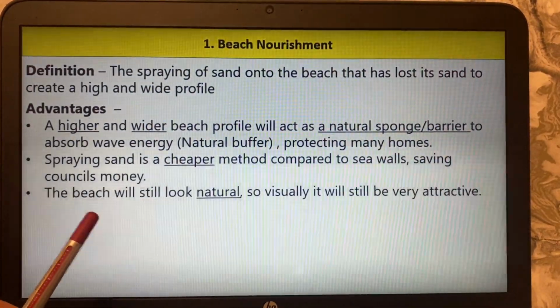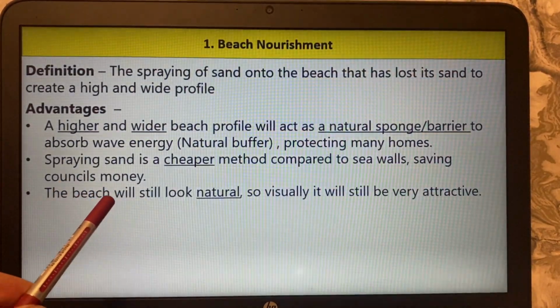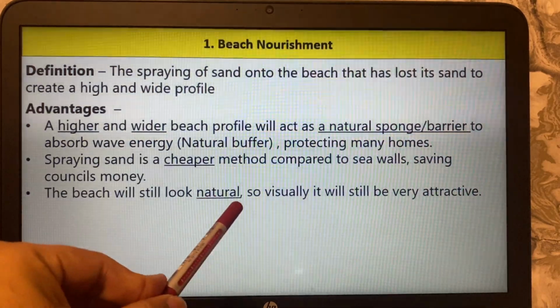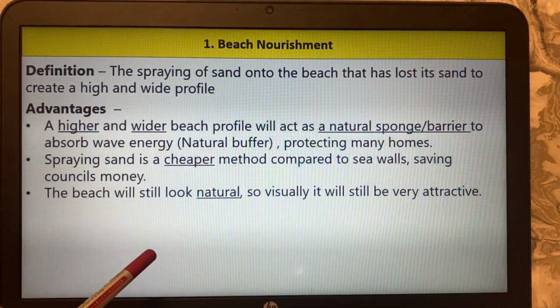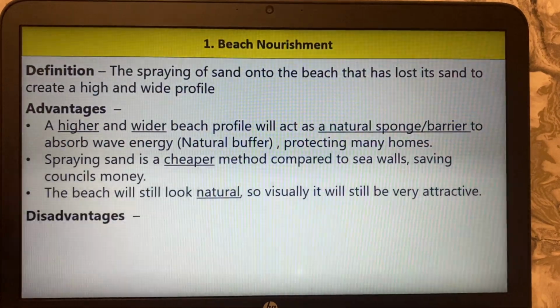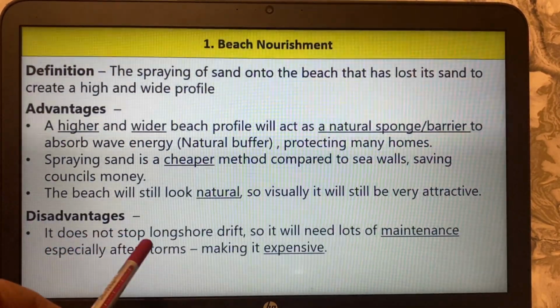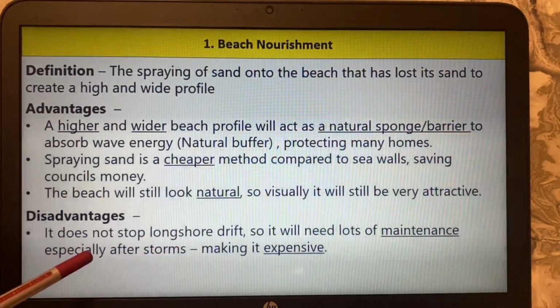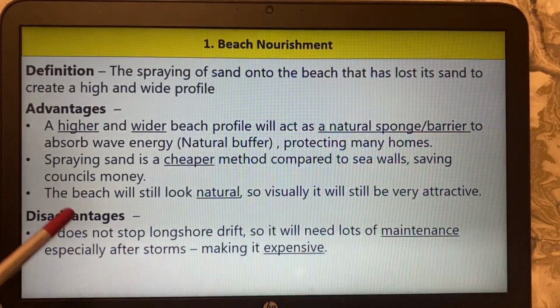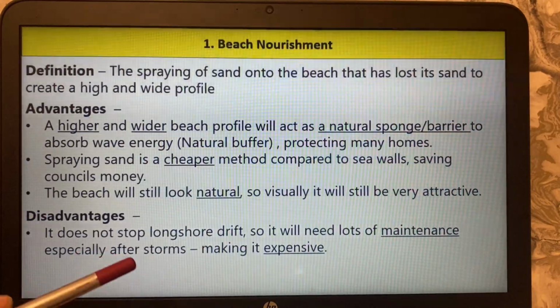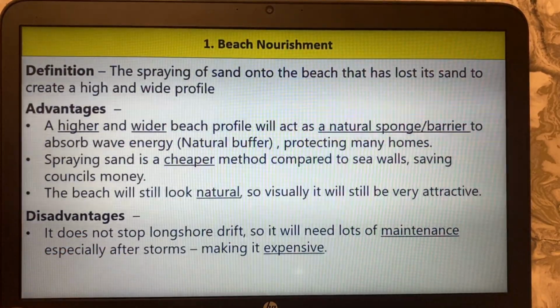You could also argue that this method will allow the beaches to look very natural. So that will make the beach much more attractive compared to a sea wall. Now, it's much cheaper than a sea wall, but it doesn't stop longshore drift. So it does need lots of maintenance. Councils will always have to come out every other month to fix the sand, and that makes it expensive.